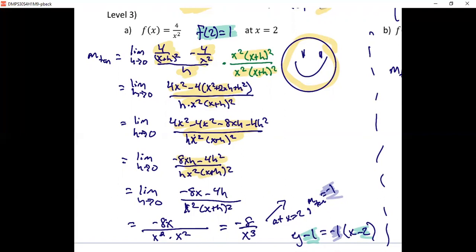Let me show that. I'm going to do that in a different color so you can see it. So the h's, if I factor out the h, I'm left with negative 8x minus 4h. So if I reduce the h's at that point, that's how I get to here. And overall, my simplified expression is negative 8 over x cubed when I plug in 0 for h. I didn't necessarily show that here, but that's going to be minus 0. This is x minus 0 squared, which is just x squared.